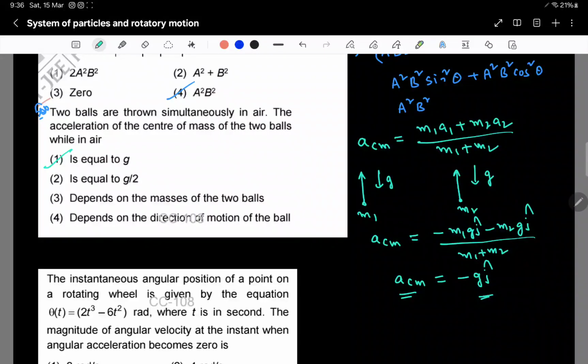So it depends on the masses of the balls? No. Only m1 plus m2 cancel. The third option is wrong. Important question.